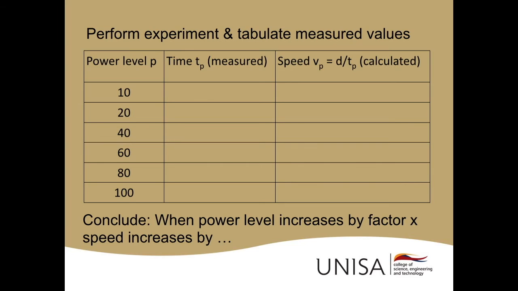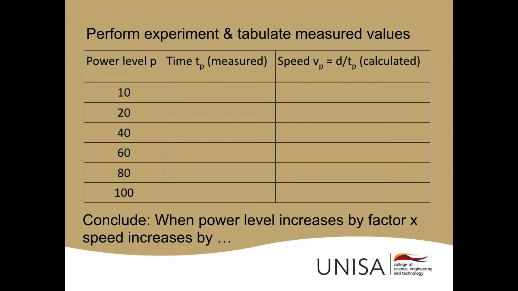You can also go all the way in steps of 10, so 10, 20, 30, 40 and so forth. For each power level you need to measure the time t sub p and fill it in next to the power level. And then you calculate the speed by taking your distance and dividing it by the time, and enter the speed. And then you repeat it for all the different power levels.